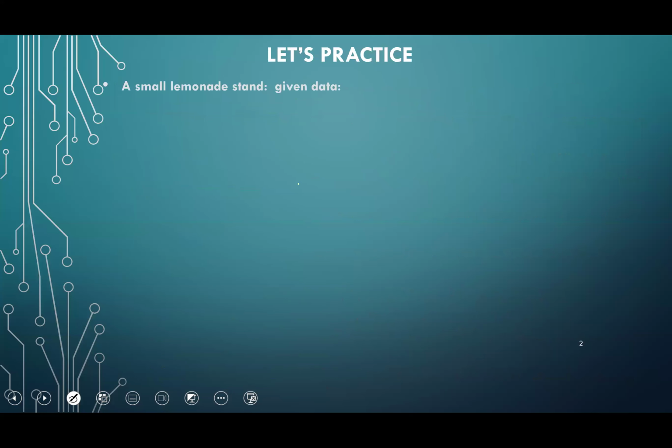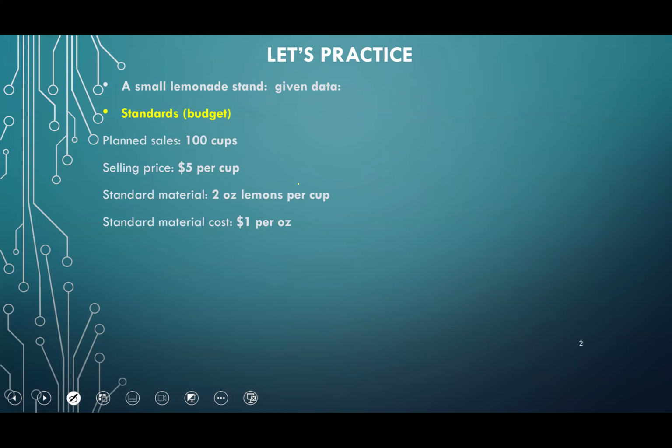Now let us look at an example. I'm making a very simple example where I am talking about some budgets that you are given. The company was originally planning on selling 100 cups of lemonade at the price of $5 a cup. The standard or budgeted amount of raw material required is 2 ounces of lemons per cup, and they buy lemons at the price of $1 per ounce. So, just some budgeted numbers given to you.